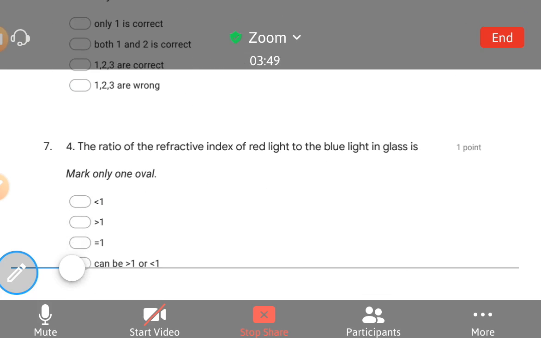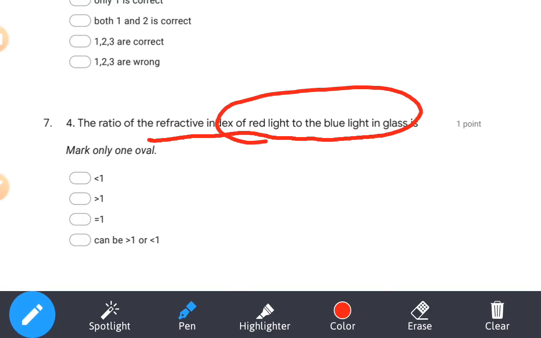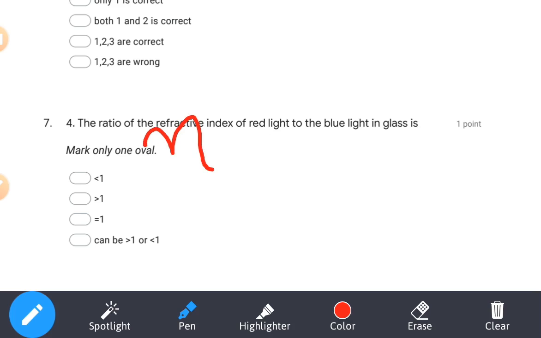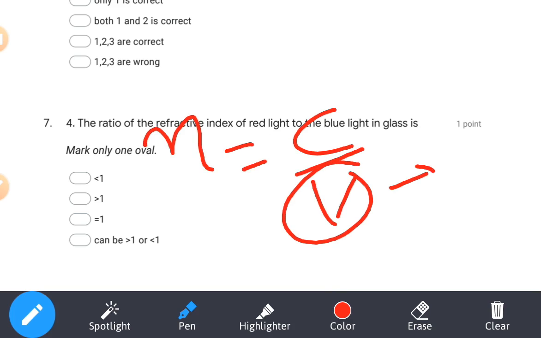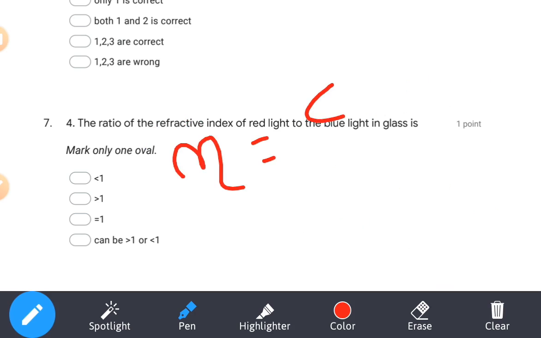Let's see the fourth question. The ratio of the refractive index of red light to the blue light in glass is asked. What is the relation between refractive index and speed? n is equal to c by v. What is the relation between v and the wavelength? Velocity is directly proportional to wavelength, meaning in place of v, I can substitute wavelength. So n is equal to c by lambda. So here n and lambda are inversely proportional.